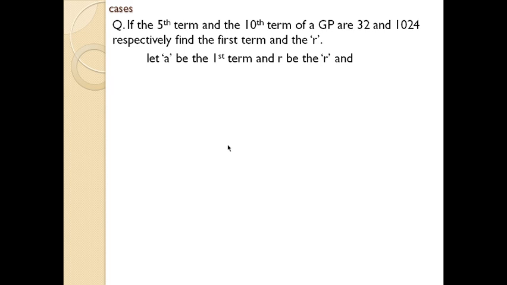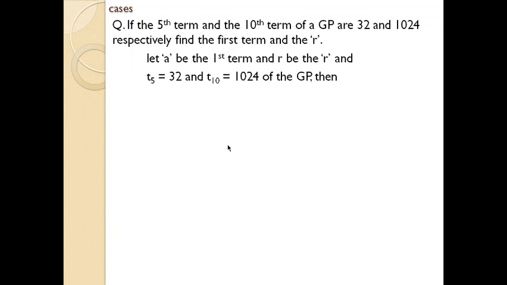We know that a is the first term. Instead of using x and y, in this case they are using the same variables itself. It's up to your discretion whether to use a or x or d, whatever is convenient for you. Let a be the first term and r be the common ratio, such that t5 is given as 32 and t10 is 1024.